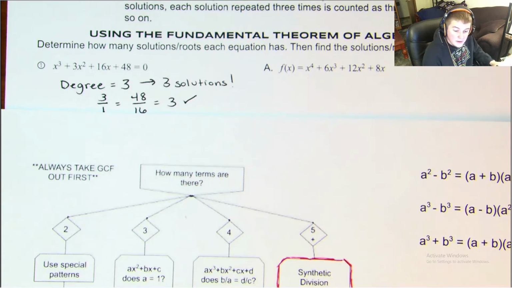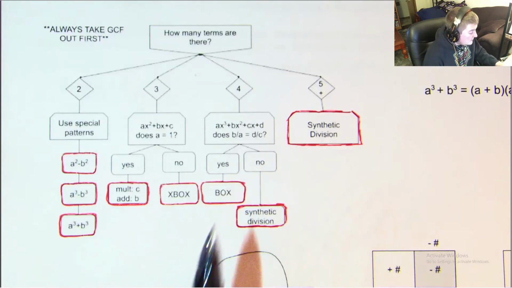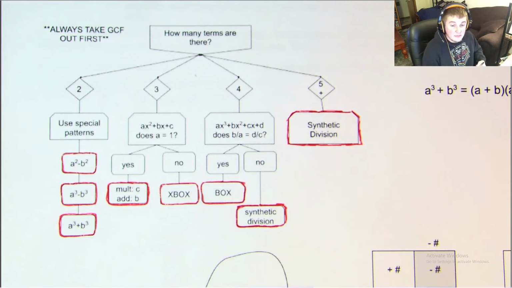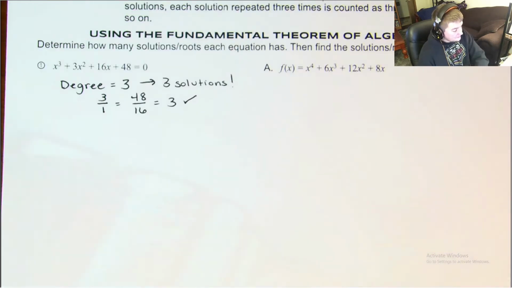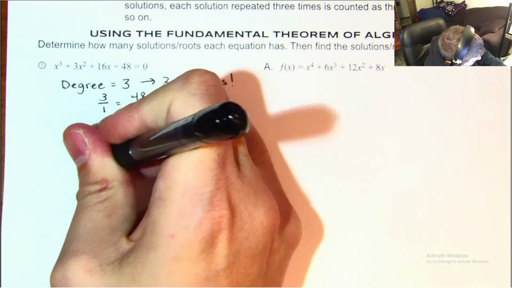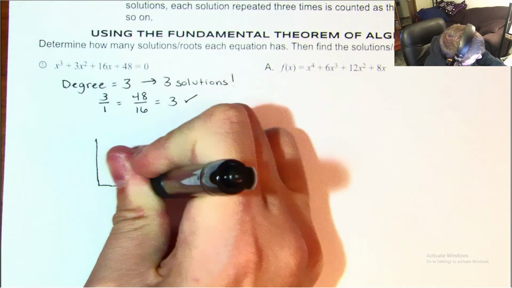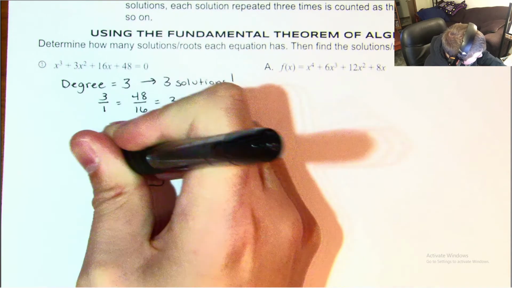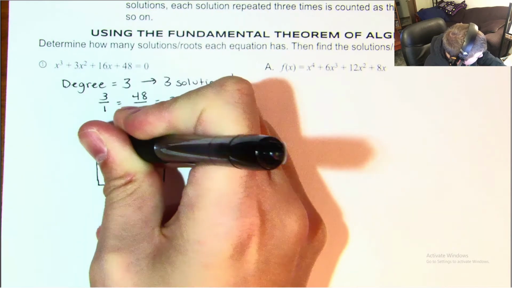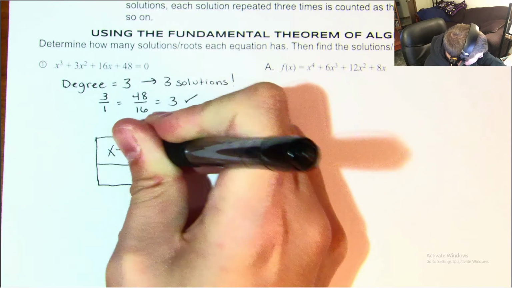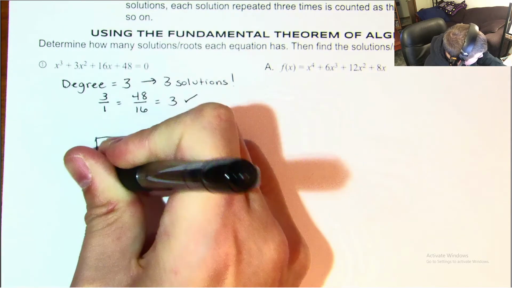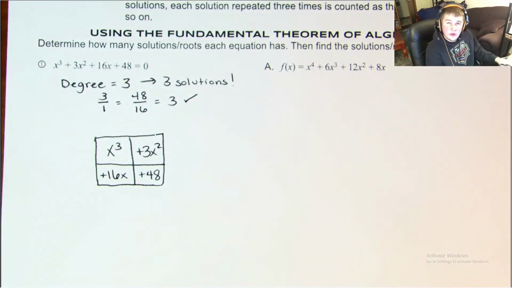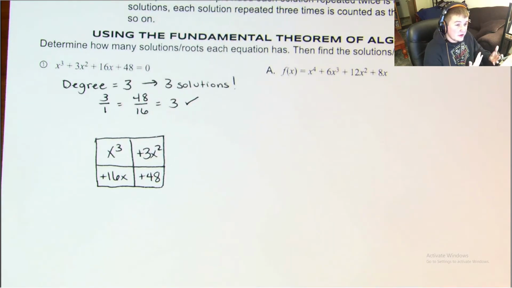Yes, they are. Okay, so since b over a is equal to d over c, that means I can use the box method of factoring. All right, so I'm going to go ahead and set up my box. We're going to put the x cubed term, the 3x squared term, the 16x term, and the 48. No negatives, so I don't really have to worry about where I'm pulling a negative out.